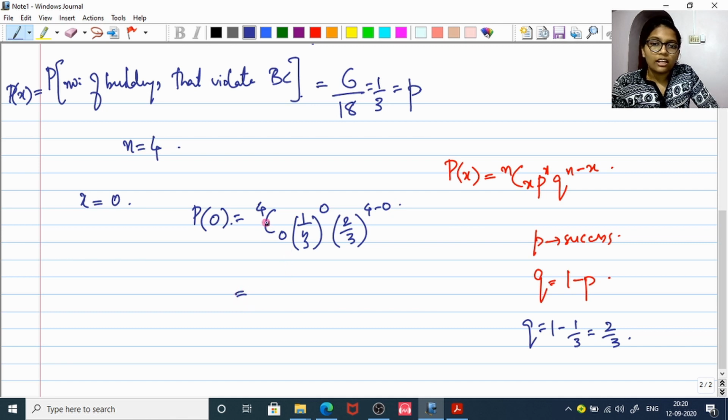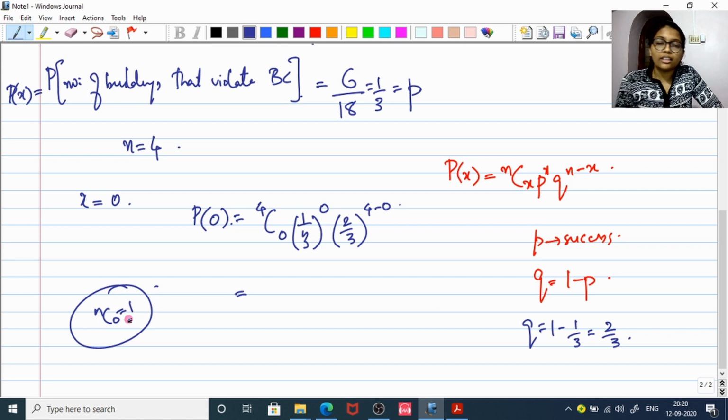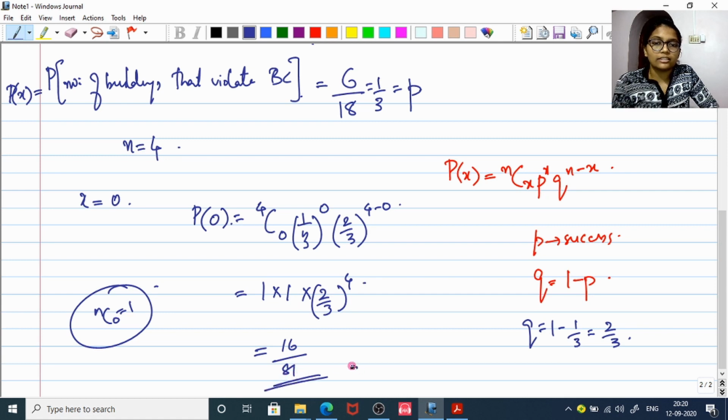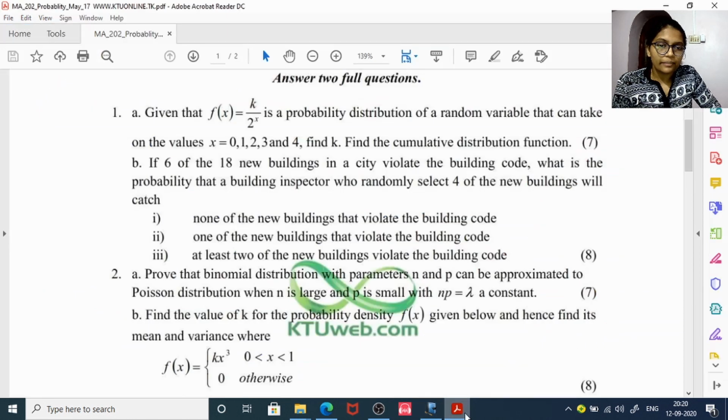Solving it out, nC0 is equal to 1. We can try in the calculator also. 4C0 is 1, and any number raised to 0 is again 1, and 2 by 3 raised to 4. So your answer is 2 raised to 4, 16 divided by 81. Got it? Next sub question is one of the new buildings that violate the building code, which is our x value equal to 1, because only one building violates the building code.